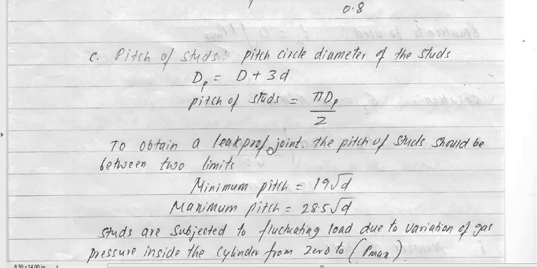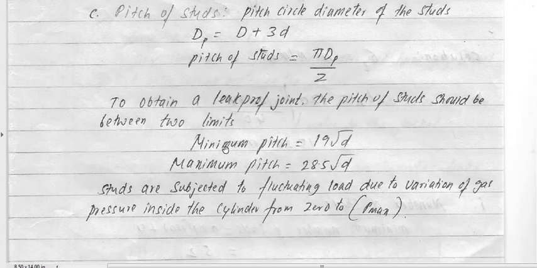To obtain a leak-proof joint, the pitch of the stud should be between two limits, the minimum pitch and the maximum pitch. The minimum pitch is 19 times the square root of t, and the maximum pitch is 28.5 times the square root of t. The studs are subjected to a fluctuating load due to the variation of gas pressure inside the cylinder from 0 to Pmax.